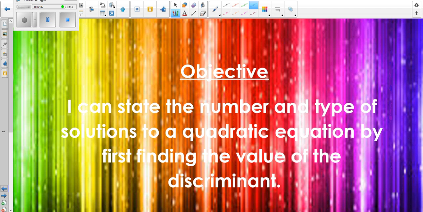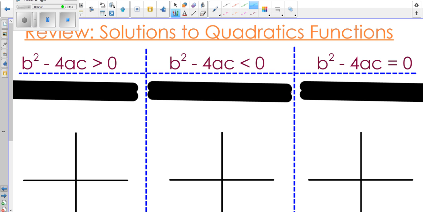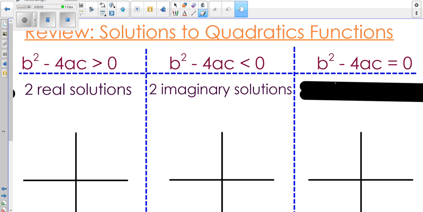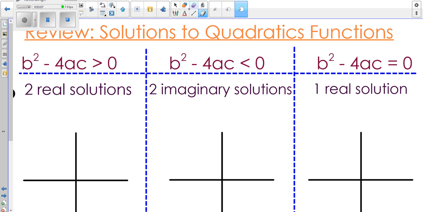Alright, so the objective for today is pretty much what you guys just did, which is I can state the number and type of solutions to a quadratic equation by first finding the value of the discriminant. Again, I'll review. You don't need to write this down. You guys should have this written down somewhere, but just remember that anytime your discriminant is greater than 0, it means you have 2 real solutions. If your discriminant is less than 0, you can't take the square root of a negative, so you have 2 imaginary solutions, and if your discriminant is 0, then you have 1 real solution.